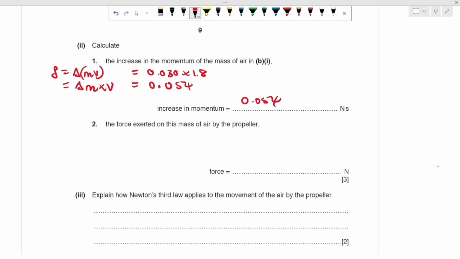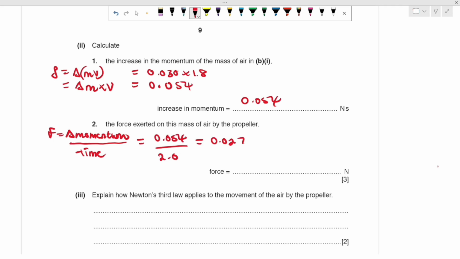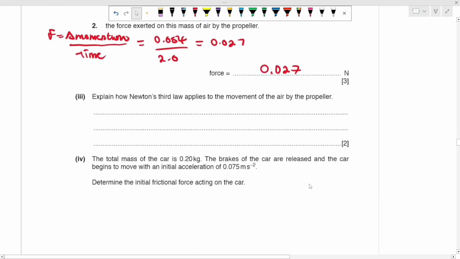But essentially, I want you to know this, guys, very important. Your force is equal to your rate of change in momentum. So it's your change in momentum divided by the time it has taken. The momentum has changed and it has taken a specific amount of time, right? So we have 0.054 divided by the time that we took, 2.0 seconds. This should give us 0.027. So our force is 0.027.